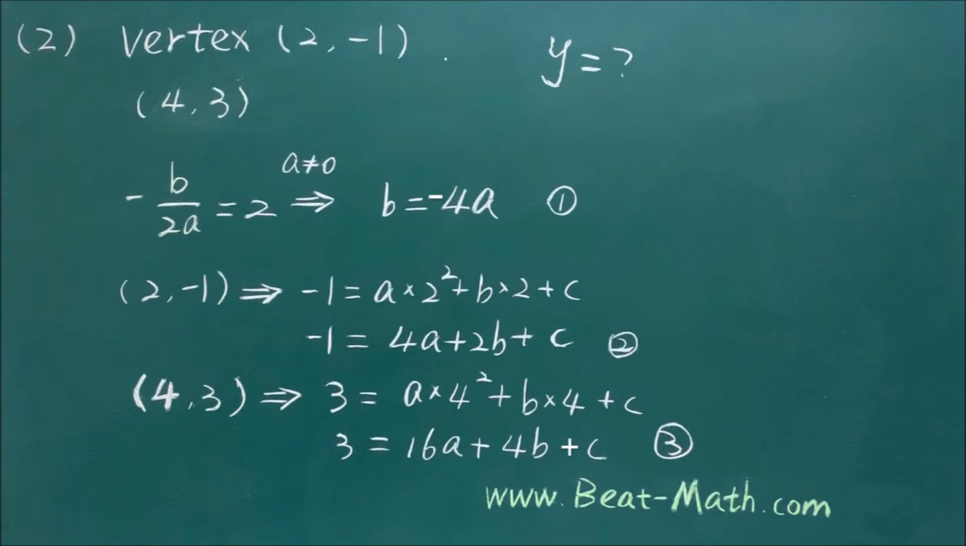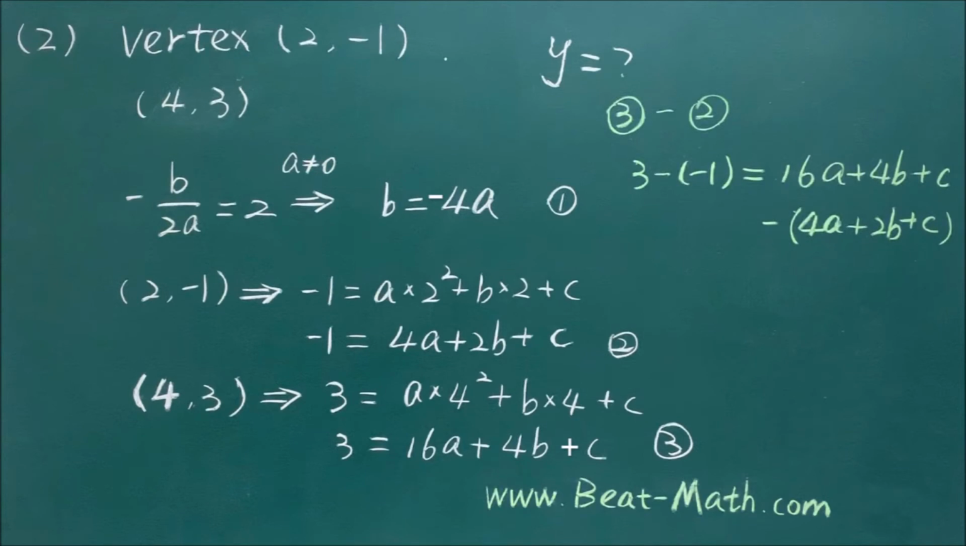As we can see, only 2 equations have the variable c in it. We can get rid of it by subtracting equation 2 from equation 3 and get 4 equals 12a plus 2b.